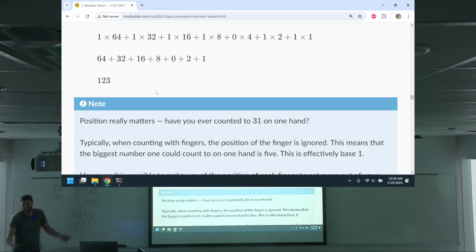What did I do? I counted in binary. I made use of which finger, the position of the finger matters. When I have it like this, what do I have? Well, 1, 2, 4, 8, 16. I have one 16, one 4, and one 1. That's 21. You can count a lot higher on one hand. You can count a hell of a lot higher on two hands if you count in binary.